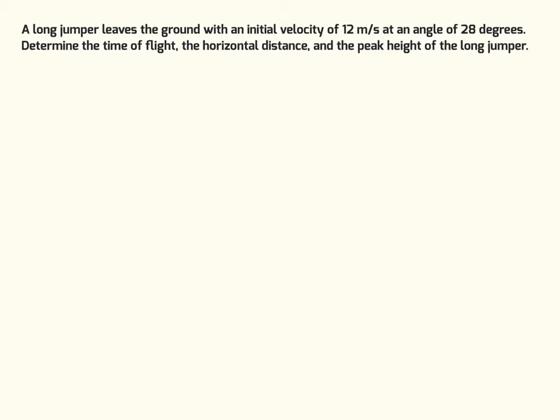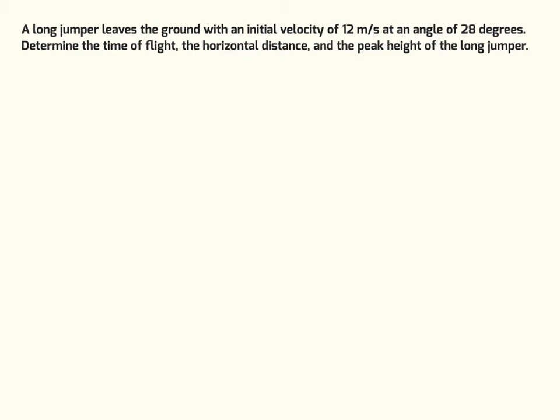So in this problem, we have a long jumper leaving the ground with an initial velocity of 12 meters per second at an angle of 28 degrees. We need to determine the time of flight, the horizontal distance or the range, and the peak height of the long jumper.